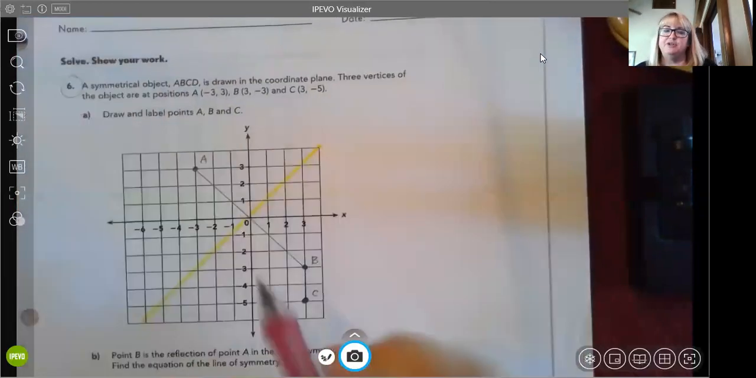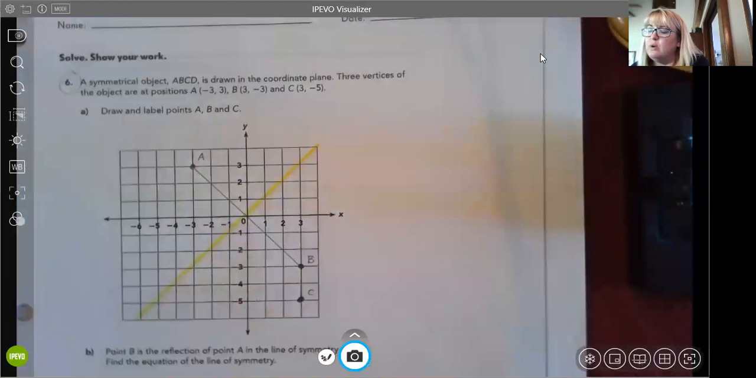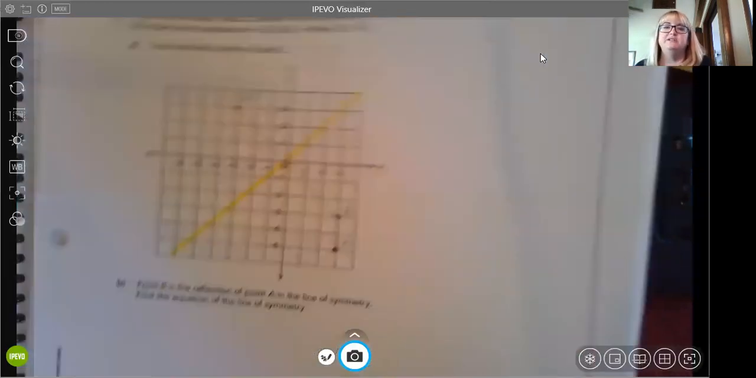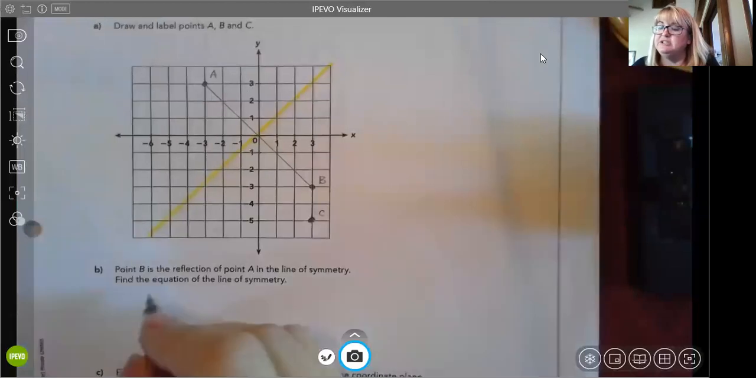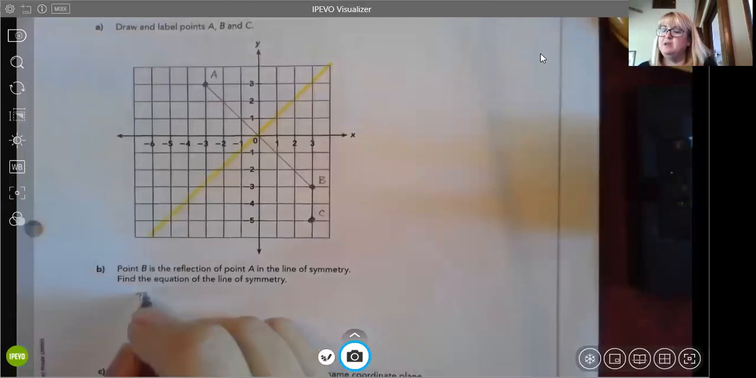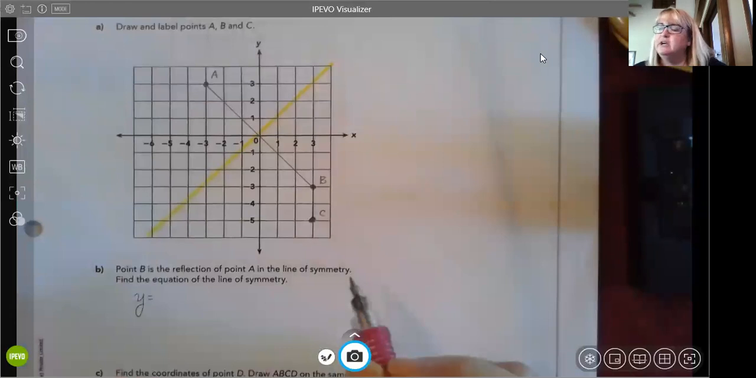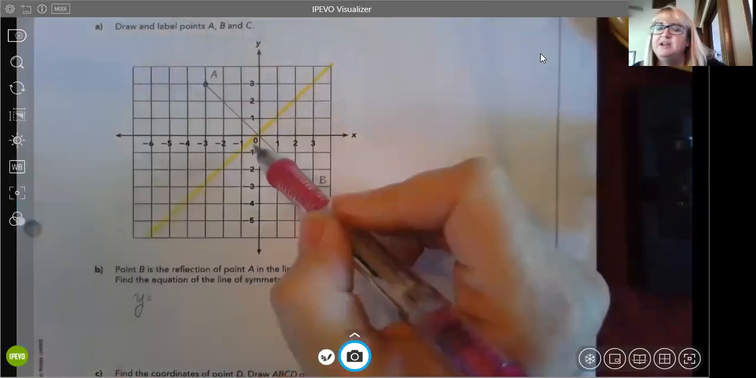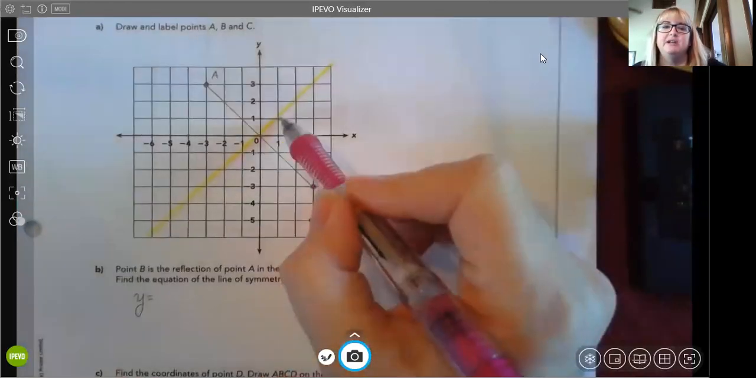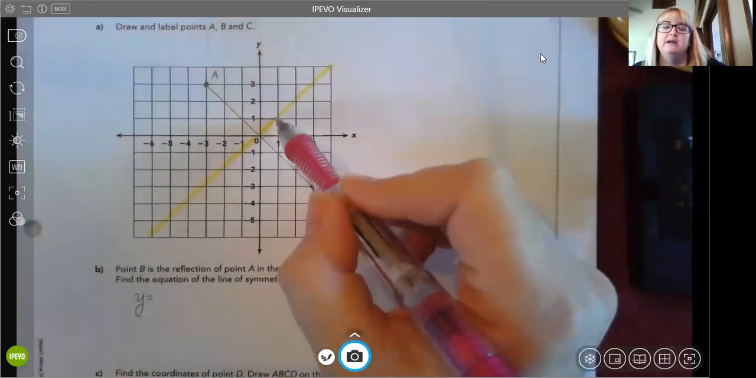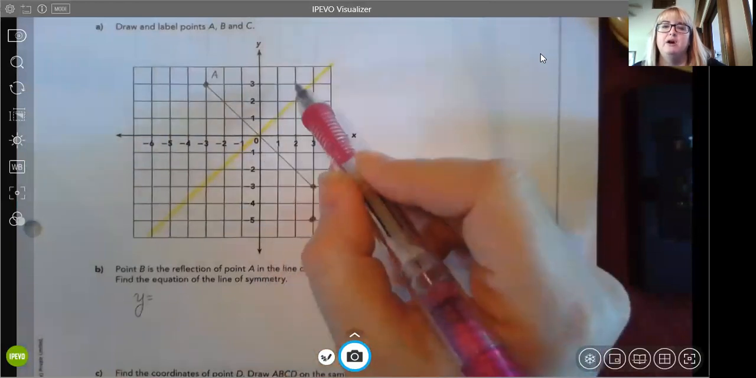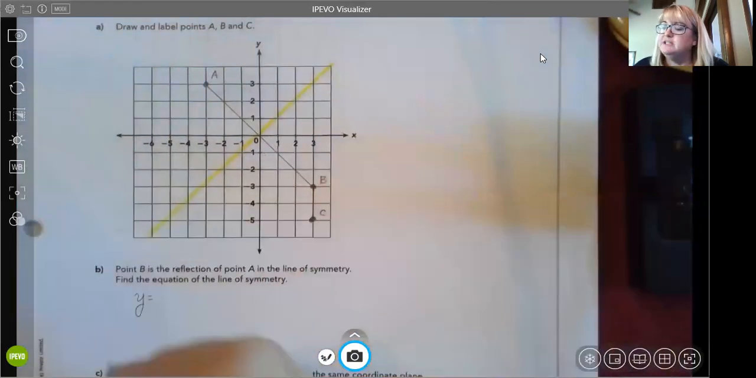Here's our line of symmetry. It says find the equation of the line of symmetry. Do you remember y equals mx plus b? All right, so let's do y equals mx plus b. The first thing we need to look for is the slope. Now here's the point, here's our next point. You have to go up 1, rise 1, run 1. So my slope is up 1 over 1. So my slope is 1.